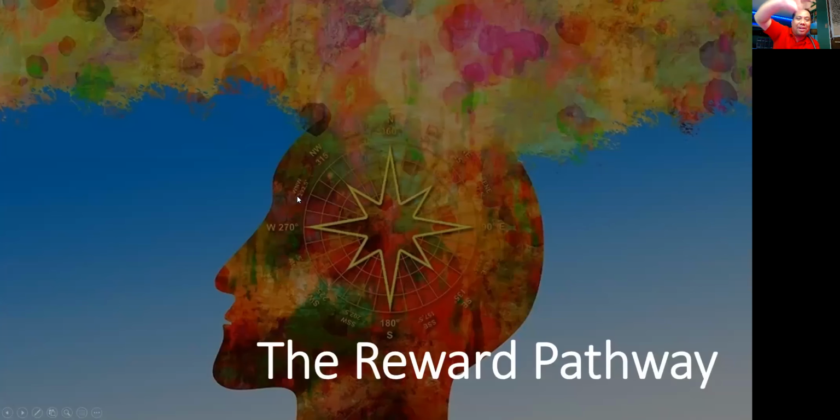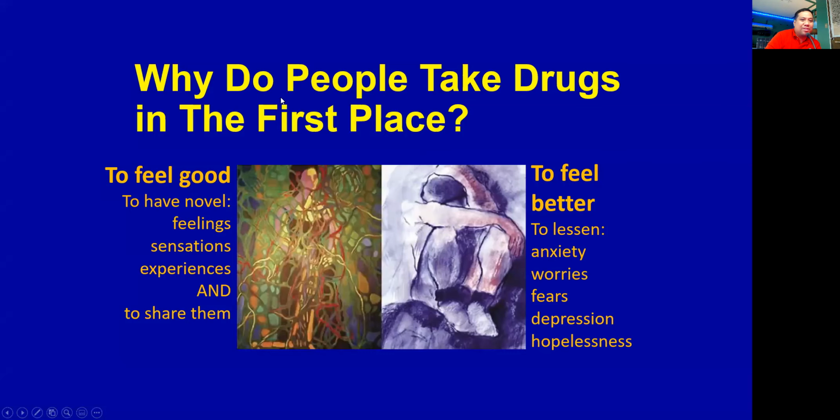So before we talk about all of the substance use disorders, we have to talk about the reward pathway, right? Because it's one of the core issues on why people take substances in the first place. So why do people take drugs in the first place? They say to feel good, to have novel feelings, sensations, experiences, and to share them, and to feel better, to lessen anxiety, worries, fear, depression, and hopelessness.